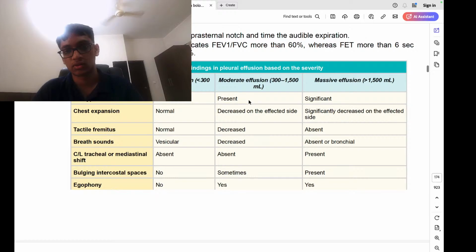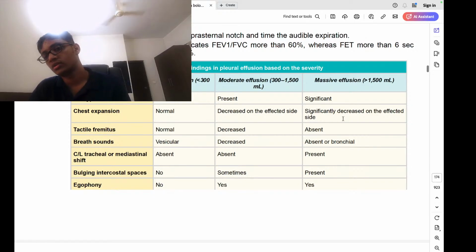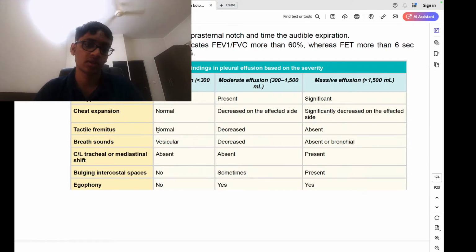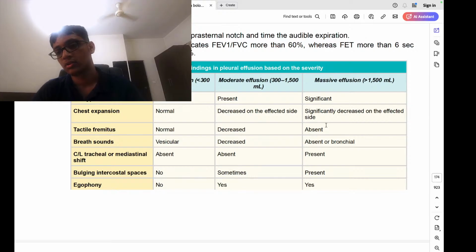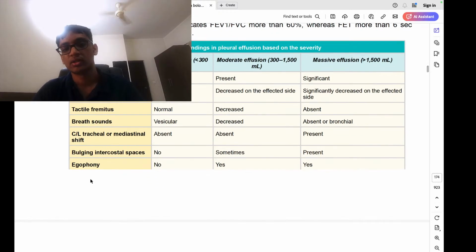In moderate effusion, tachypnea will be there, and significant tachypnea will be there. Chest expansion is decreased, and significantly decreased, and the tactile fremitus is decreased, and will be absent completely. Breath sounds will be decreased, absent or bronchial.